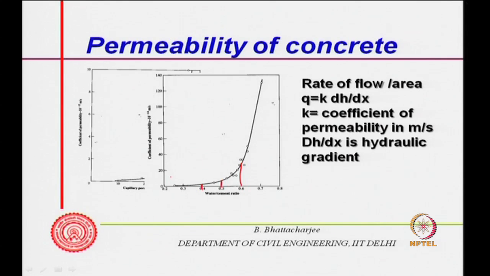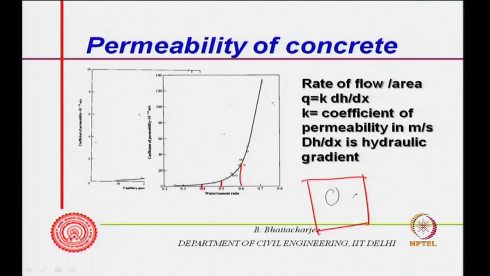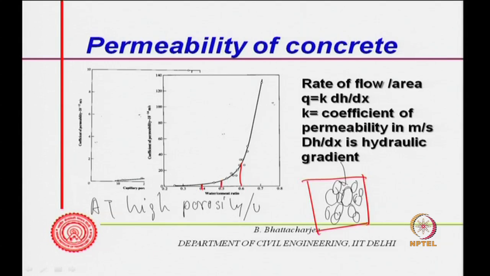The reason being, if capillary porosity is high, supposing this is my material and these are my capillary pores here. Now, if I have low porosity, they will be isolated. When the porosities are high, they are likely to be all interconnected. So, flow through an interconnected system is likely to be more. So, they will be interconnected at high porosity. As the capillary porosity and water cement ratio increase, pores are interconnected. So, therefore, their permeability increases.